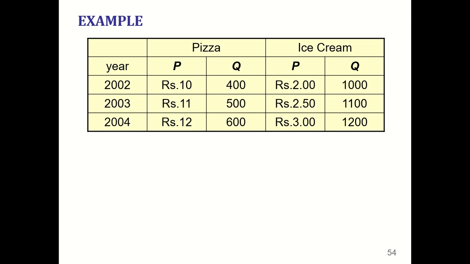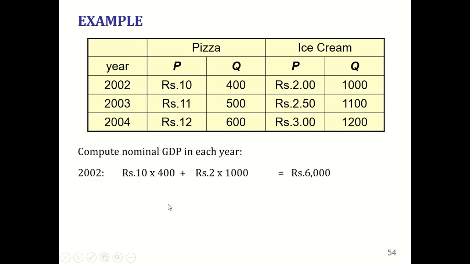Now, if I were to compute the nominal GDP for 2002, assuming only these two commodities are produced in this economy, what would it be? If you recall, I have already said that GDP conceptually is nothing but the summation of Pi Qi, where i is from 1 to n; n is 2 here, and the number of years is 3, the data that is provided. So I will get P1 Q1 plus P2 Q2. The GDP in 2002 will be 10 into 400 plus 2 into 1000. So that gives me 6000.